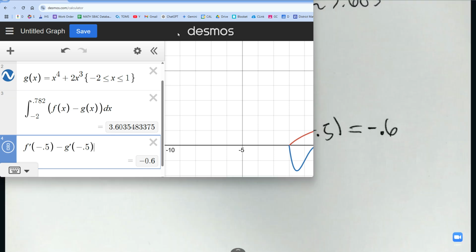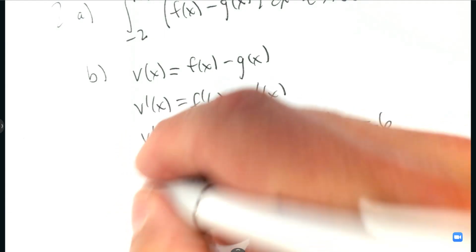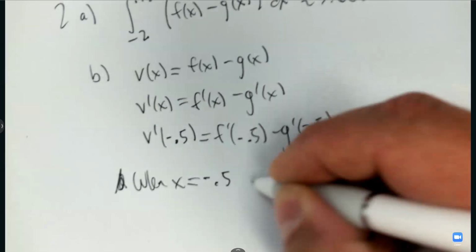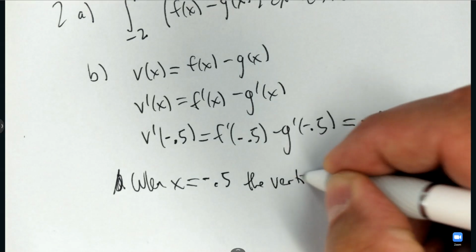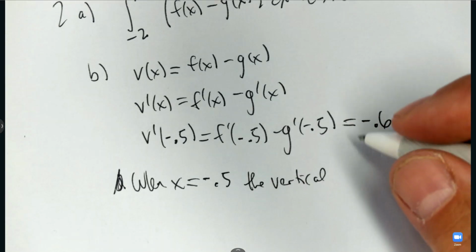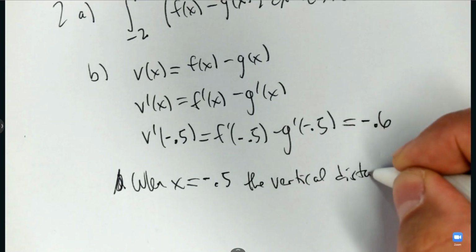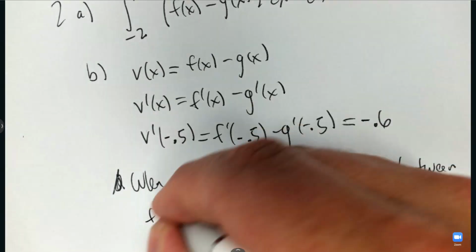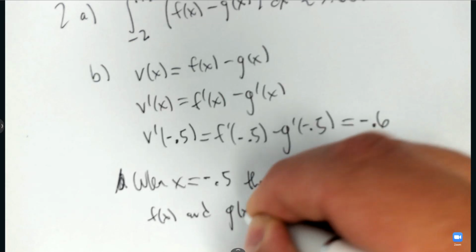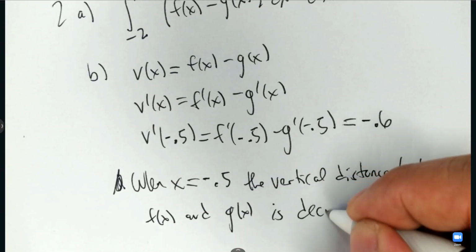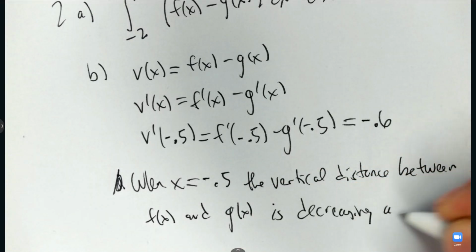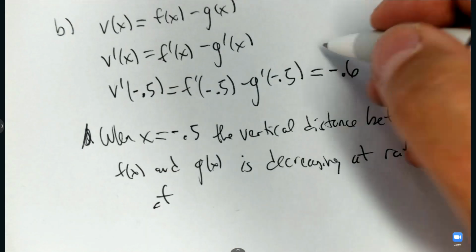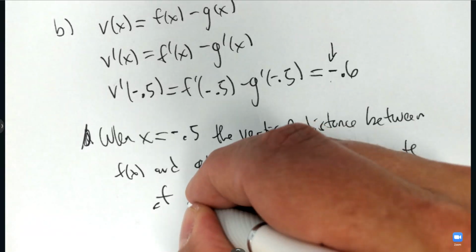Now I get to write a sentence. So when x equals negative 0.5, the vertical distance between f at x and g at x is decreasing at a rate of, and because I said the word decreasing, I won't include the negative, and it's a rate of 0.6.